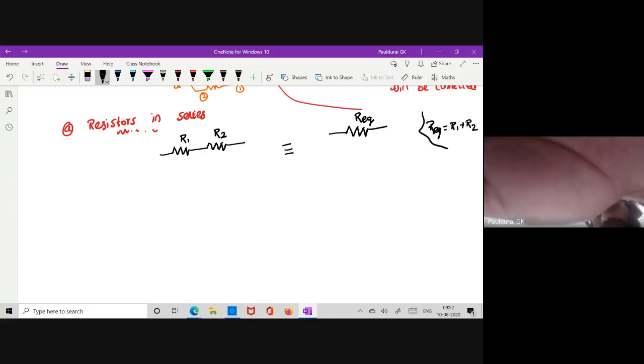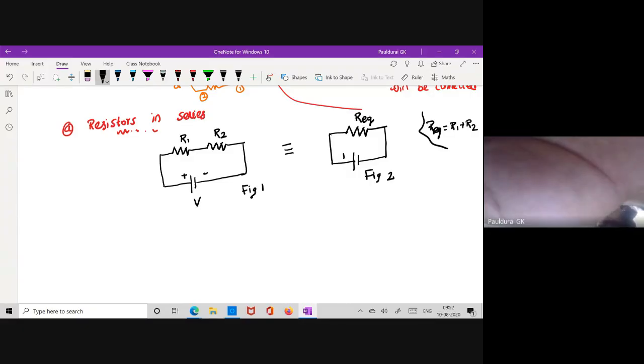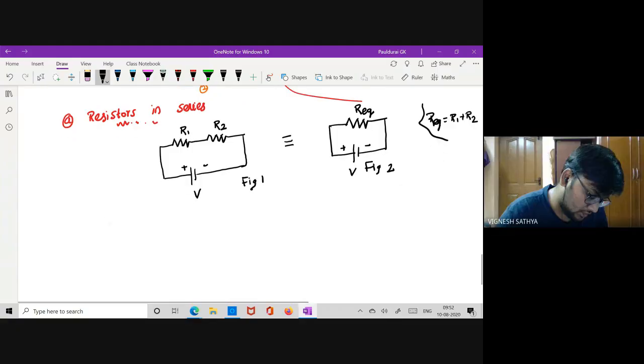In order to prove this, I am going to connect one voltage source. Take this as my positive and this as my negative, right? Here also I will apply the same voltage. Take this as figure 1 and this as figure 2. This is plus minus, and this is my applied voltage V. This is also plus minus, and this is my applied voltage V. Any doubt till now? No, sir.